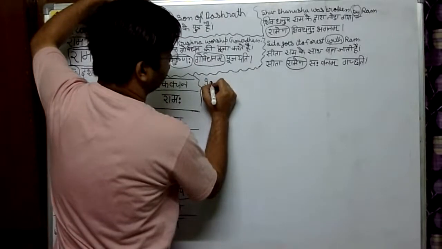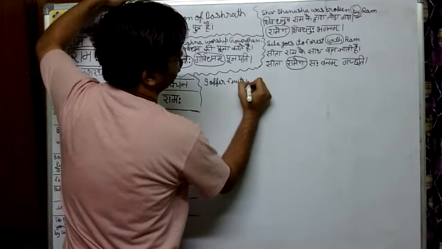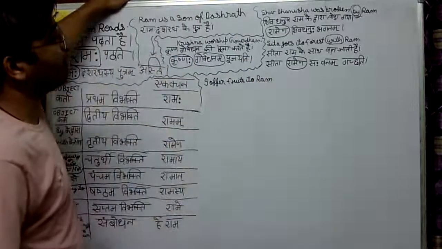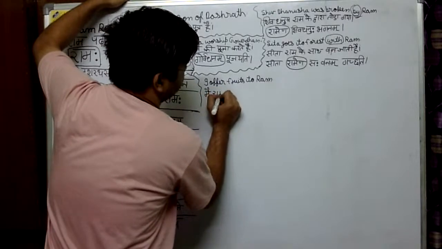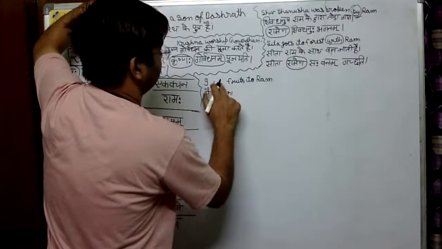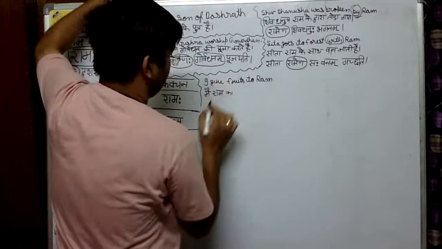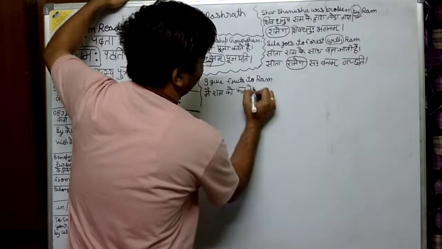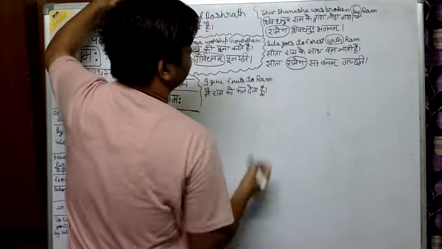Look at a sentence. I offer fruits to Ram. मैं राम को फल, I give. Change it, give. I give fruits to Ram. मैं राम को फल देता हूँ.